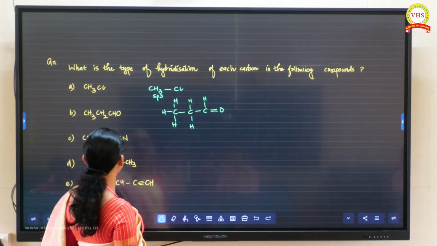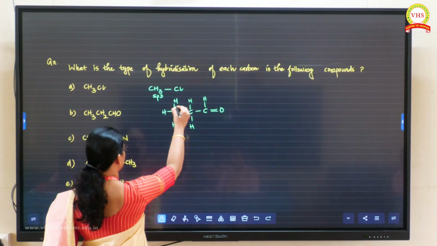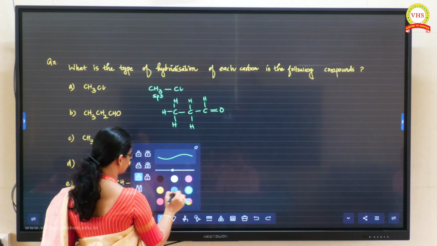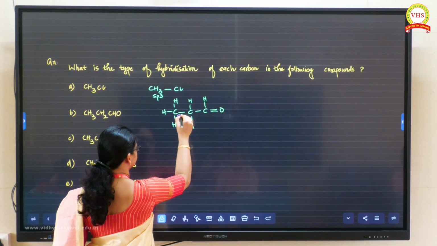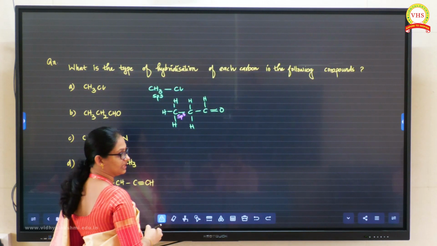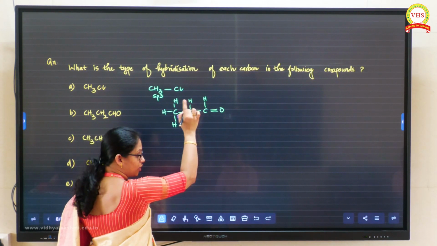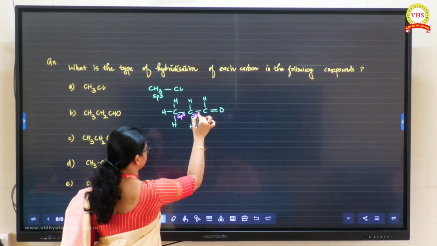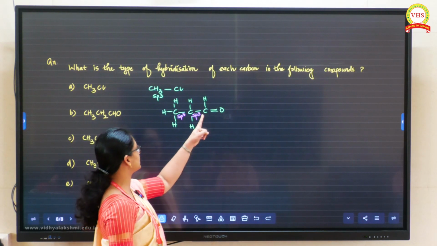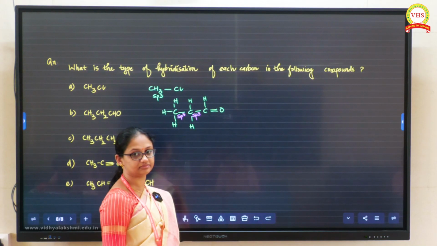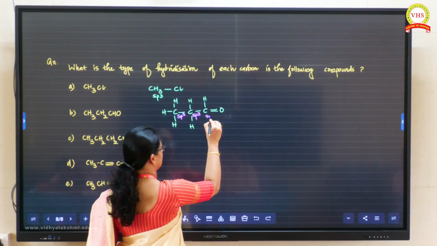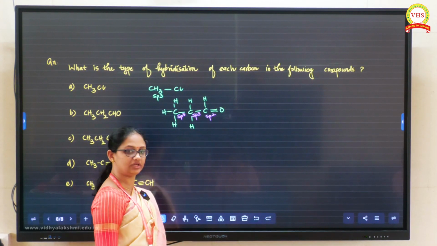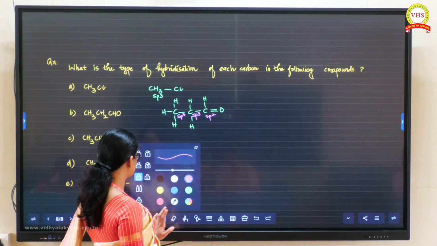So here, what is the hybridization of this carbon? Fully surrounded by single bonds only, so sp3. This carbon has 4 single bonds, sp3. Then what is the hybridization of this carbon? Here 2 single bonds and 1 double bond. Preference for the double bond. So the hybridization is sp2. So it is clear.